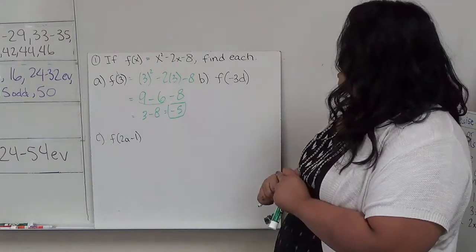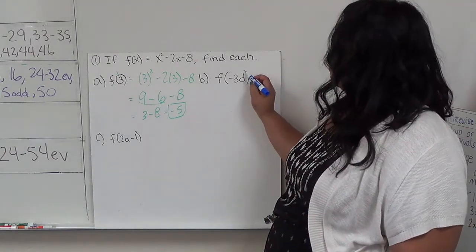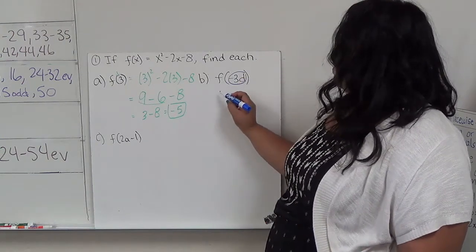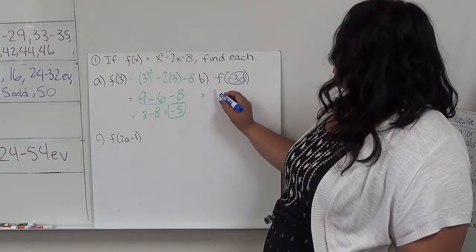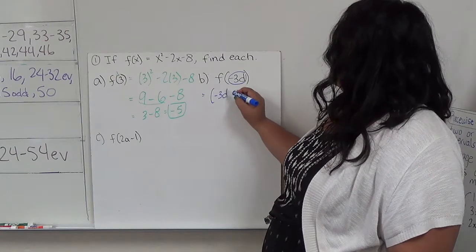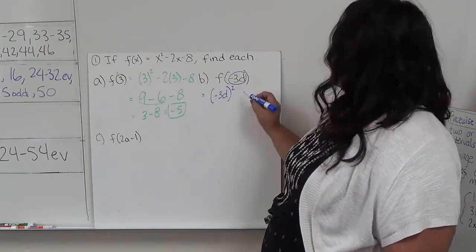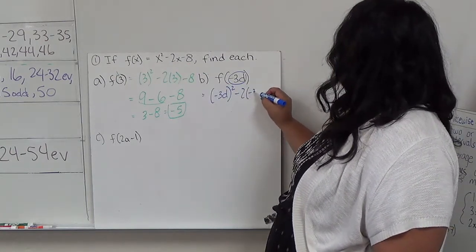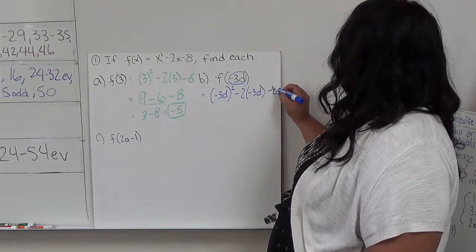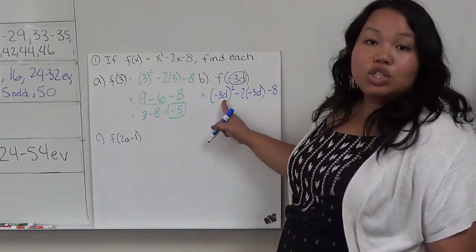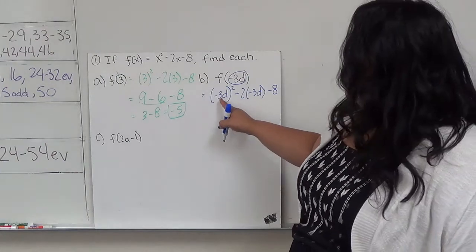Next, I'm replacing all of x with this whole expression. So it looks like this. It's going to be -3d. So wherever I see the x here, I'm going to replace it. Minus 2 times -3d minus 8. Because there's no plus or minus inside the parentheses, because if this was a -3 plus d, squared, I would have to do this.